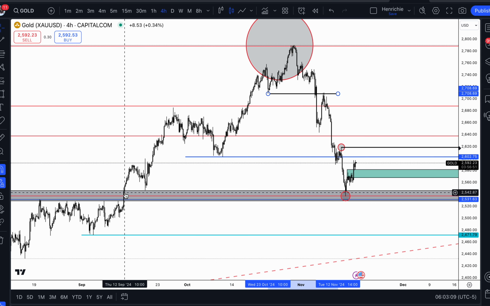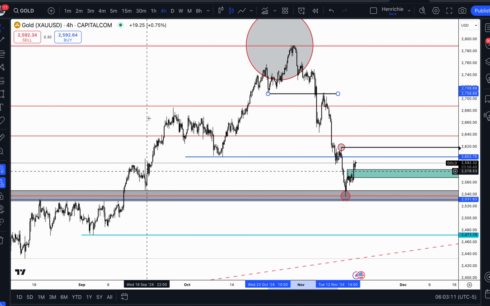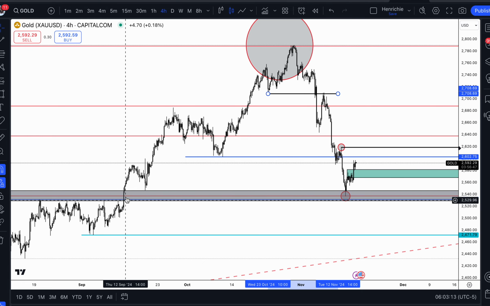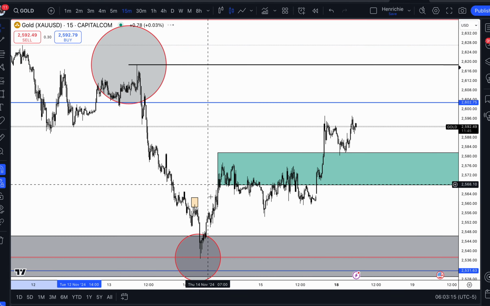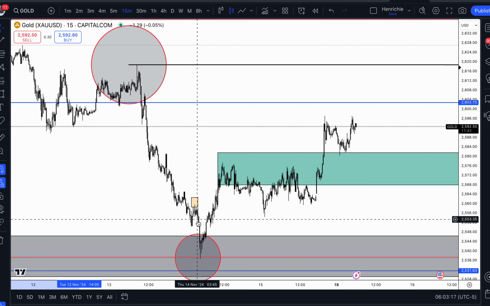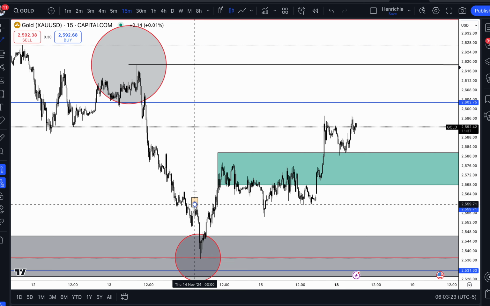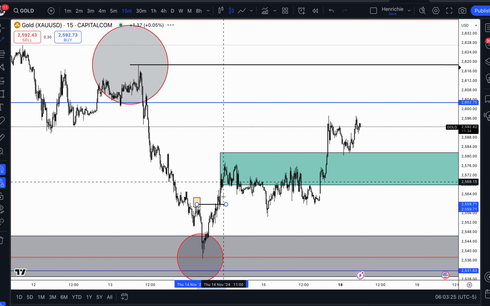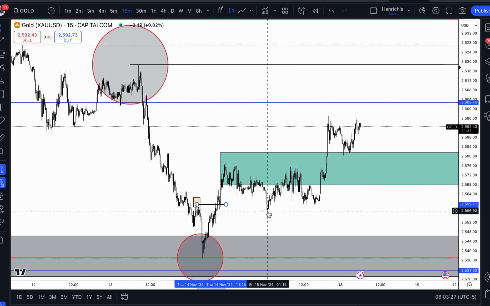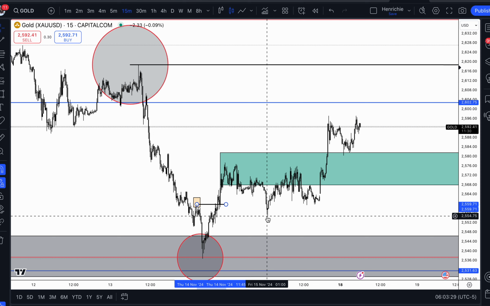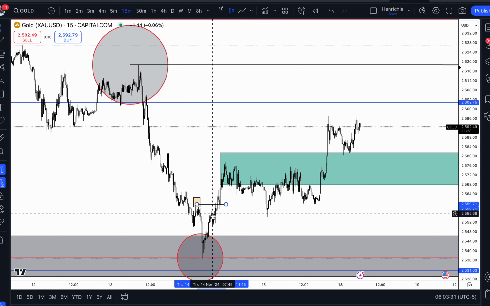Now, as you can see, we've mitigated it. So the moment we see this mitigation, now we're focusing on 15 minutes time frame break of structure. As you can see, we created a high and low break of structure. Right here, break of structure. And after this break of structure, you can see price came back for a retest, mitigated the last down close candles.